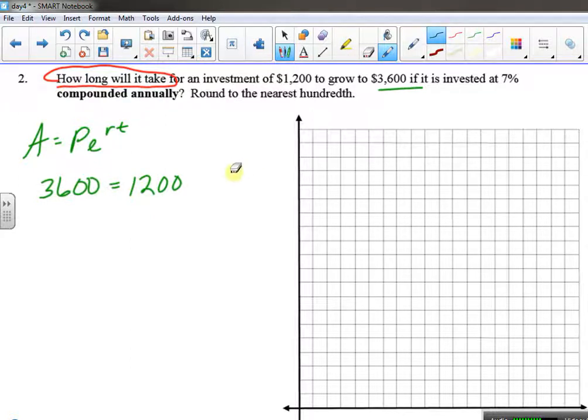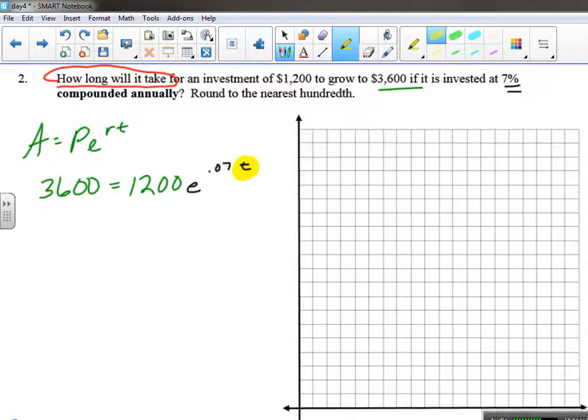E is that constant we'll get from our calculator. The rate is given to us at 7% annual, so I can put a 0.07 up there. And that means T is going to be in years, since R is in years. And I have to solve for T. Now, we haven't actually solved for T yet. We don't know how to do this algebraically. So the only way we're going to be able to solve this particular problem is by doing it with the calculator.